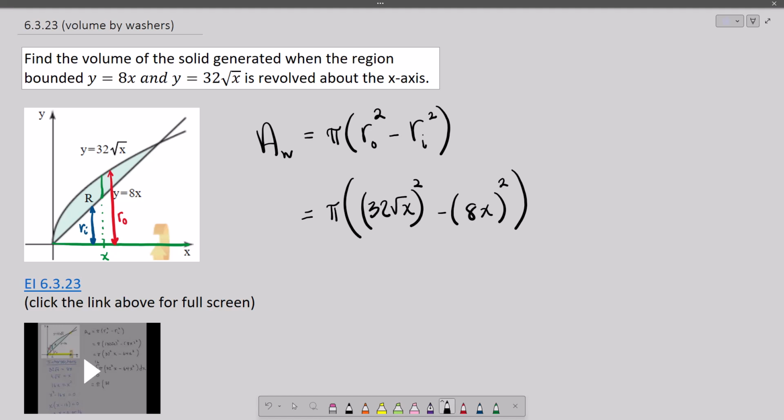So then we square this out, and I don't know what 32 squared is. Can someone figure out what 32 squared is? 1024. 1024, thank you. So that is going to be our simplified washer area. And if you plug in either of your extremities, you should get 0, because these things pinch off on both sides.